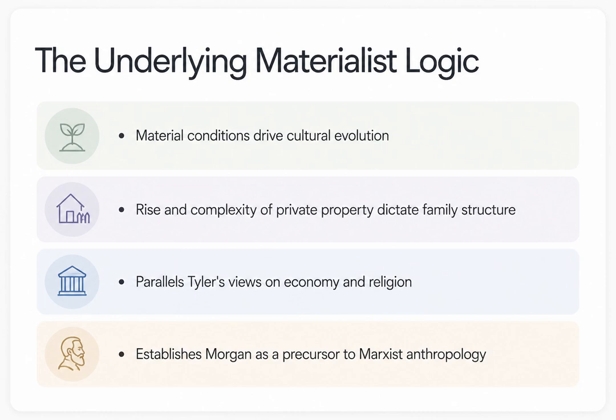Everything is ultimately driven by changes in material conditions, primarily the rise and growing complexity of private property. As material conditions change, family structures, descent practices, and marriage systems follow suit. This parallels Tylor's observation that shifting from foraging to agriculture changes religion. The underlying causal driver is always the transformation of the material basis of society. This materialist engine establishes Morgan as an important precursor to the Marxist anthropological tradition.